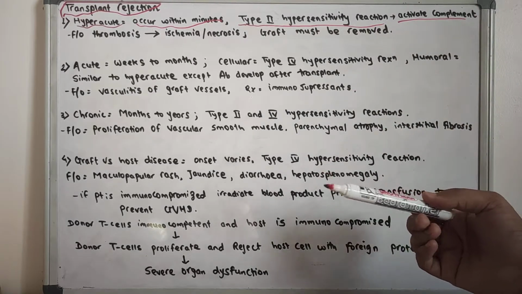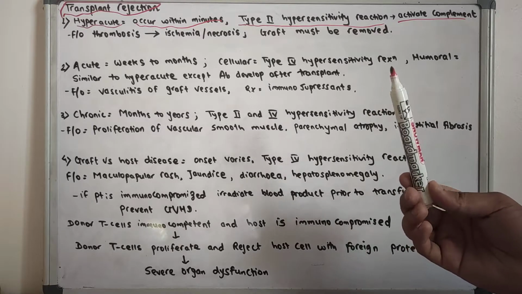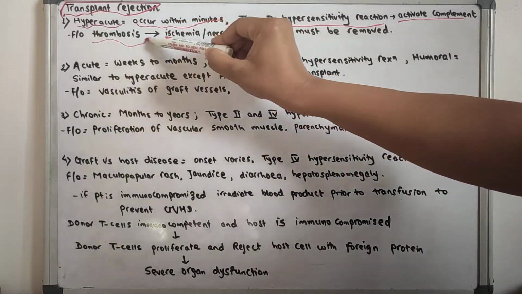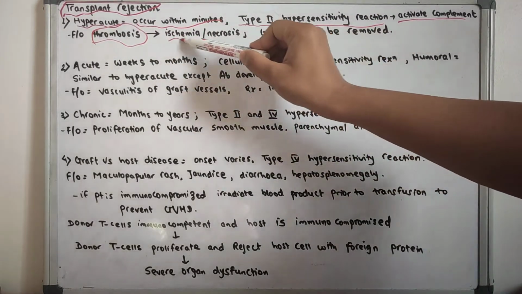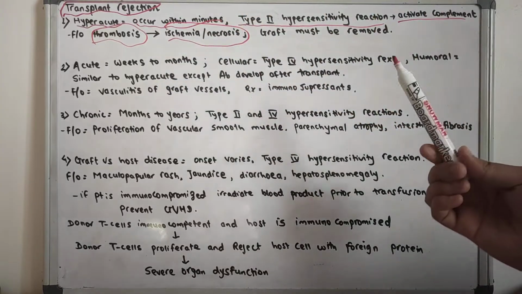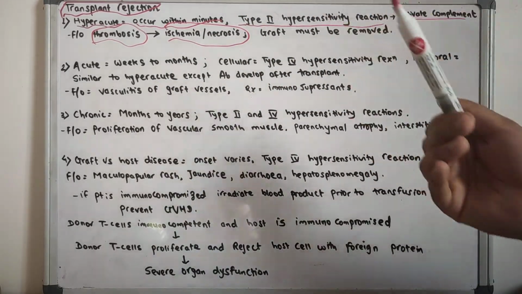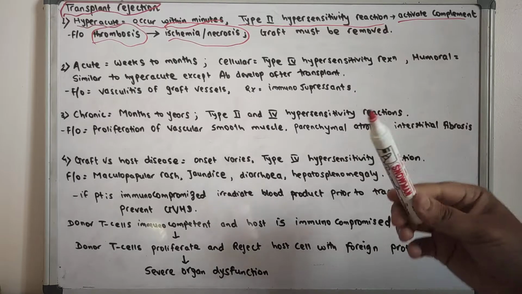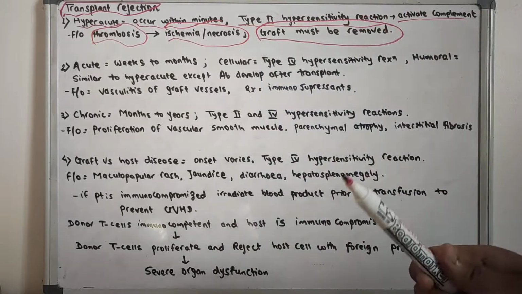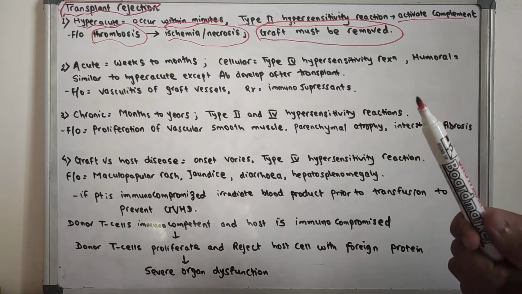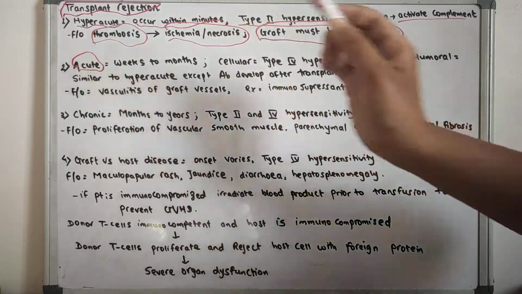So the various features we see in the hyperacute transplant rejection are widespread thrombosis of the graft vessel. Widespread thrombosis of the graft vessel will lead to ischemia or necrosis of the graft. So the only treatment option that we see in the hyperacute transplant rejection is that the graft should be removed immediately.